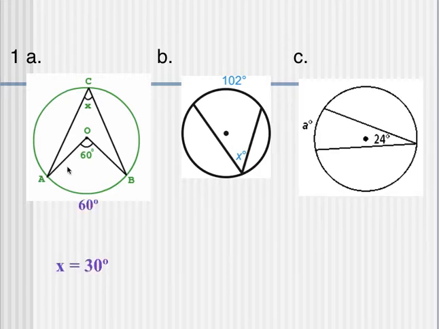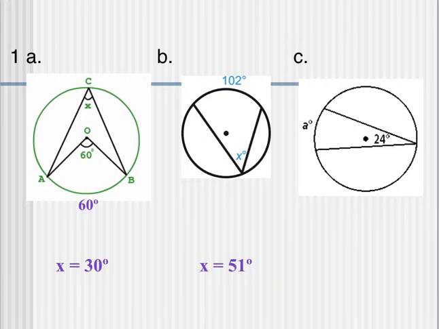So for number 1, if the central angle is 60 degrees, the arc between A and B is also 60 degrees. The inscribed angle here would be half of that, so x equals 30 degrees. Part B, here the intercepted arc is 102 degrees, so when you halve that, the inscribed angle is 51 degrees.